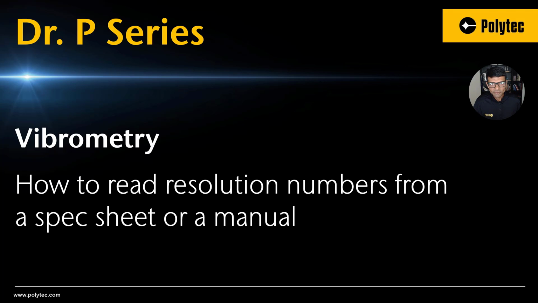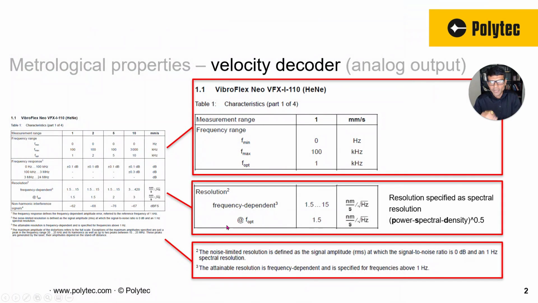So let's start off with an example here. This is one of the decoders in one of our systems, so 1 mm per second may be the range, or 2 or 3. So now let's consider 1 mm per second. A couple of important things. 0 to 100 kilohertz is the bandwidth for this particular range. And the numbers you'll see on the bottom are the resolution numbers. There's a range going from what the resolution is at 0 to what the resolution is at 100 kilohertz.